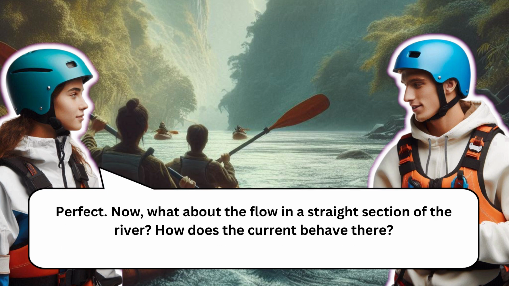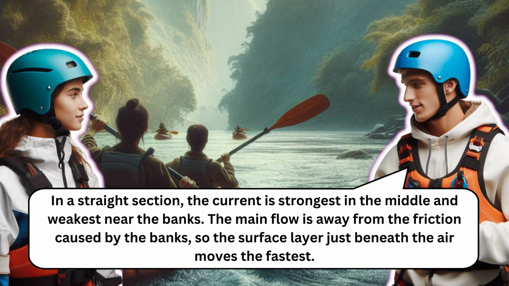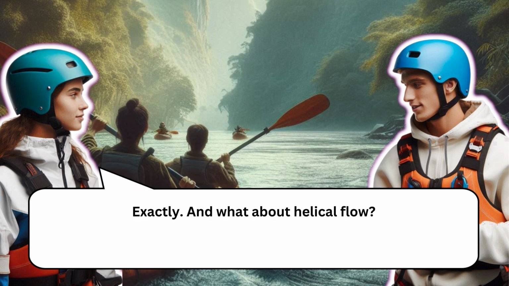Perfect. Now, what about the flow in a straight section of the river? How does the current behave there? In a straight section, the current is strongest in the middle and weakest near the banks. The main flow is away from the friction caused by the banks, so the surface layer just beneath the air moves the fastest. Exactly. And what about helical flow?